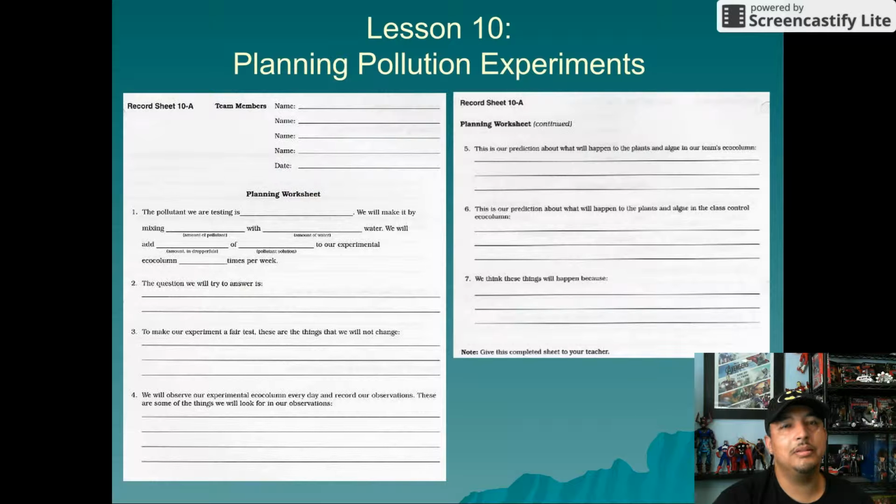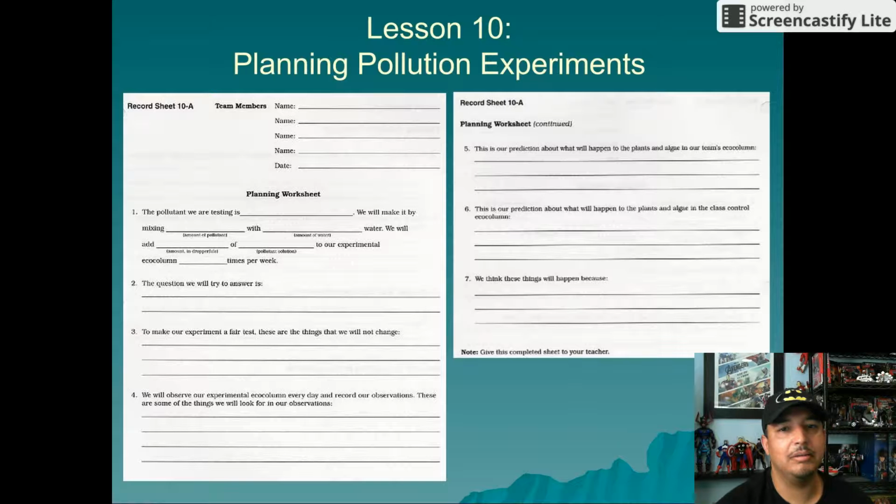So as they complete the planning worksheet, they determine how strong to make the pollutant solution. The less water or the more pollutant, the stronger the pollutant will be. And they determine that based on their reading assignments.